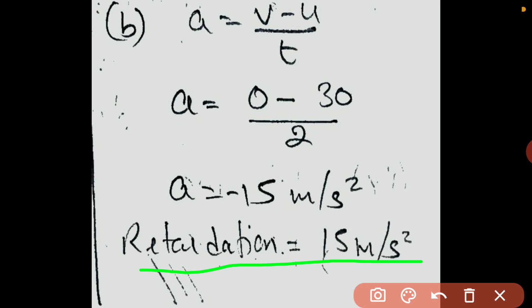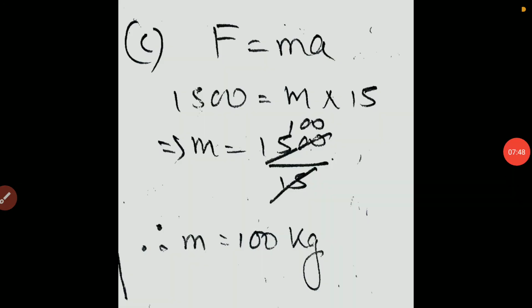Now we can go to the last section, which is number C. In number C, I am supposed to find the mass. Now force equals mass into acceleration. The value of force is 1500 equals m into 15. Therefore, to find the value of m, we divide force by acceleration, that is 1500 upon 15. After cancellation, we shall get 100 kg.